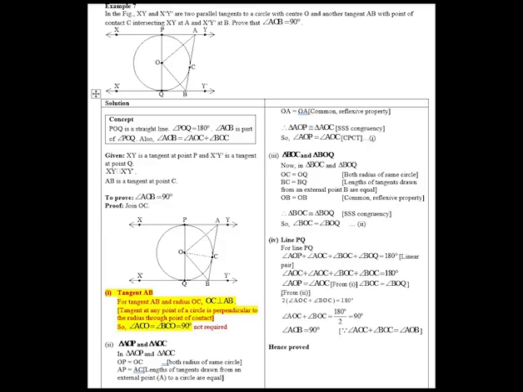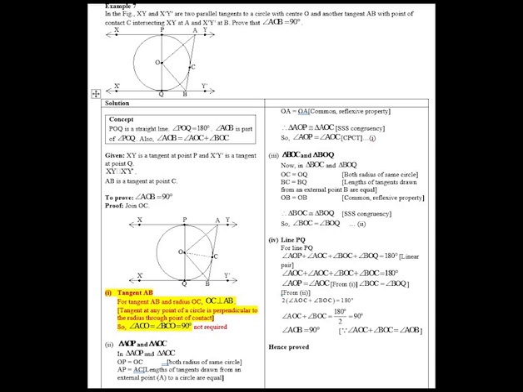Example 7. In the figure, XY and X'Y' are the two parallel tangents to a circle with center O and another tangent AB with point of contact C intersecting XY at A and X'Y' at B. Prove that angle AOB is equal to 90 degrees.